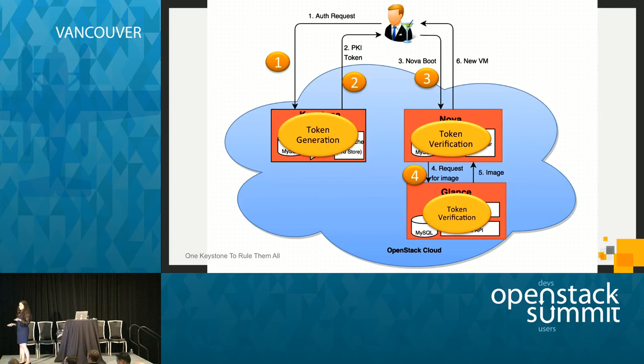Glance does the same thing and verifies the token, since it has the authentication middleware. It doesn't have to go back to Keystone for verification. And the image, whatever image is needed, it creates and provisions and returns back to Nova. And the VM is created and given back to the user.